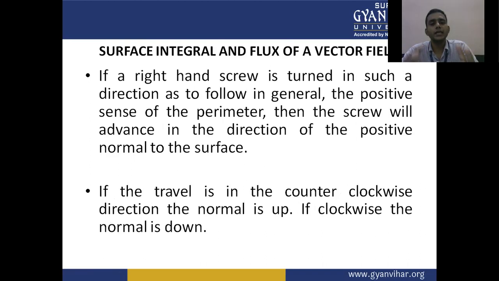If a right hand screw is turned in such a direction as to follow in general the positive sense of the perimeter, then the screw will advance in the direction of the positive normal to the surface. If the travel is in the counterclockwise direction, the normal is up. If clockwise, then the normal direction is down.